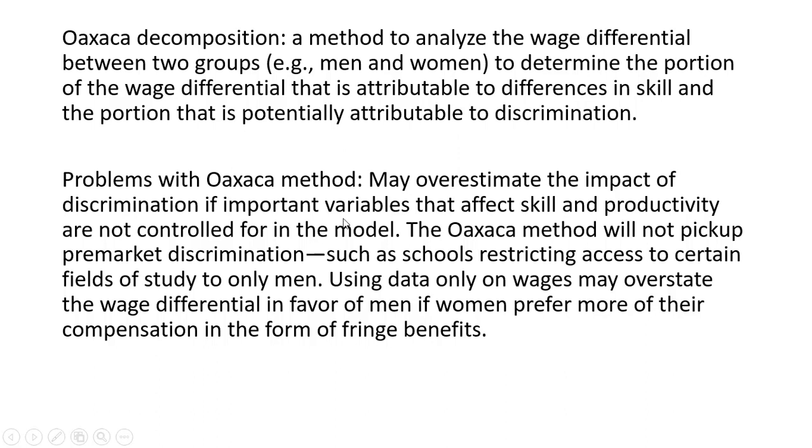There are some problems with this method. It may overstate the impact of discrimination if important variables that affect skill and productivity are not controlled for. The method will also not pick up pre-market discrimination, such as schools perhaps restricting access to certain fields of study to only men. Using data only on wages may overstate the wage differential in favor of men if women prefer more of their compensation in the form of fringe benefits. So just some caveats and things you need to be aware of when employing this method.